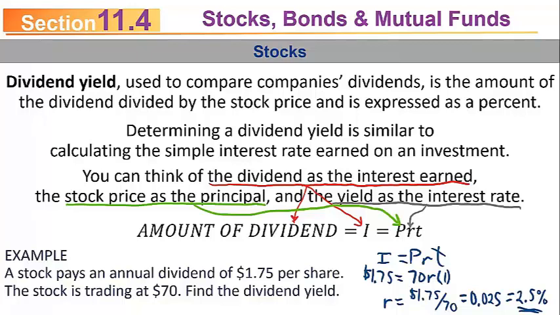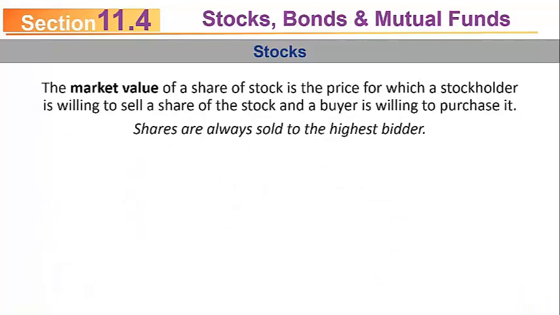And basically, you're just using the standard I = PRT formula. The market value of a share of stock is the price for which a stockholder is willing to sell a share of the stock and a buyer is willing to purchase it. In other words, you have to have a buyer and a seller who will agree on a price, and shares are always sold to the highest bidder.